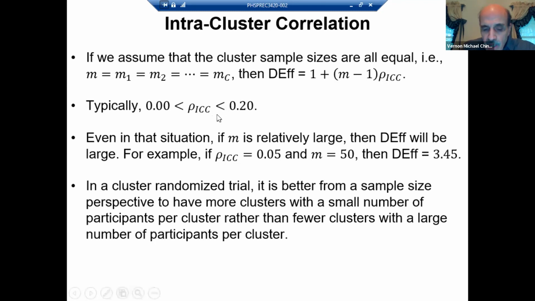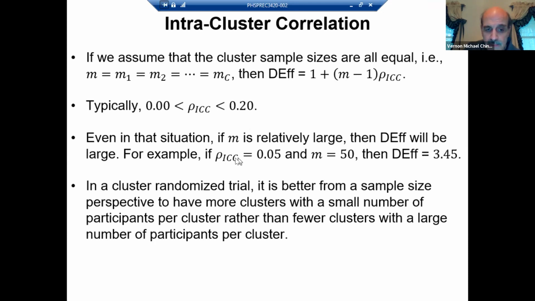Typically, what I've observed and what you see most often is that this intra-cluster correlation ranges somewhere between 0 and 0.2. Occasionally, you might encounter a study where it's larger than that, but in most of the cluster randomized trials I've encountered, this intra-cluster correlation ranges between 0 and 0.2. But even in that situation, if M is relatively large, if the number of individuals within a cluster is large, notice that's going to give you a large design effect.